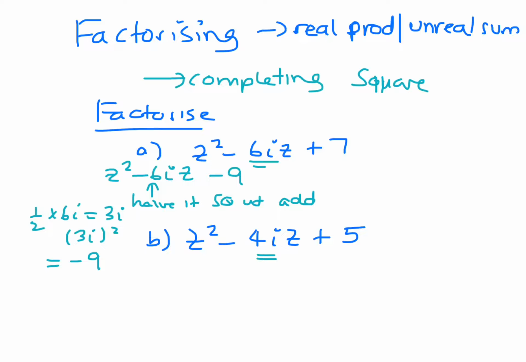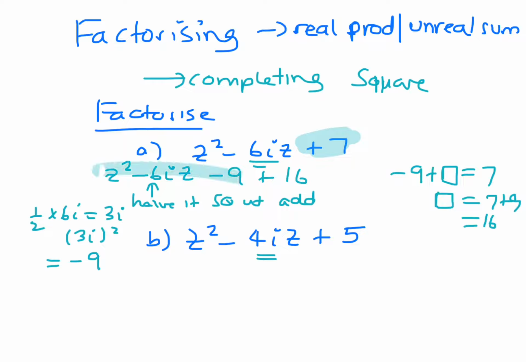So it's going to be minus 9, okay? Now you've got to work out what do you add to actually give plus 7. So if we went minus 9 plus what gives you 7, it's going to be 7 plus 9, which is 16. So you're going to plus 16. So you now have this, which is a perfect square, plus you have this 16 here. So that's now going to go to z minus 3i squared, because that's what we added on, okay? And then that's going to be plus 16.